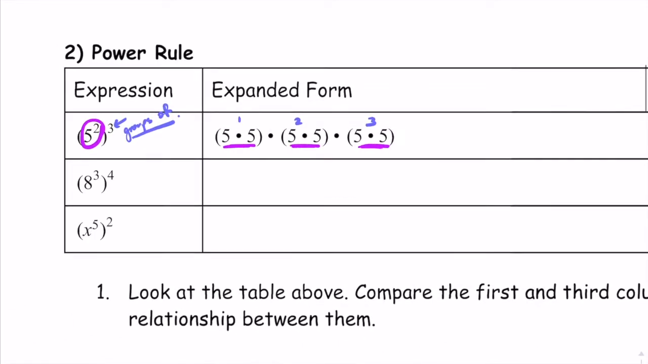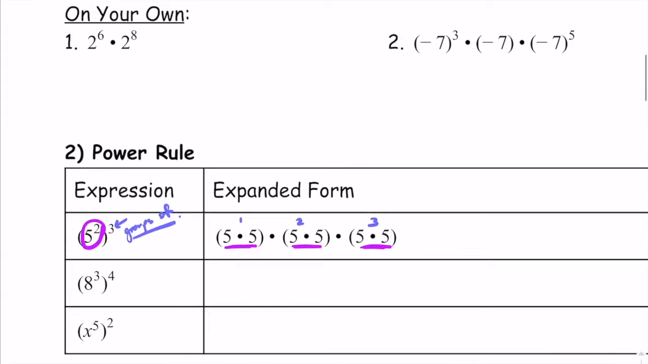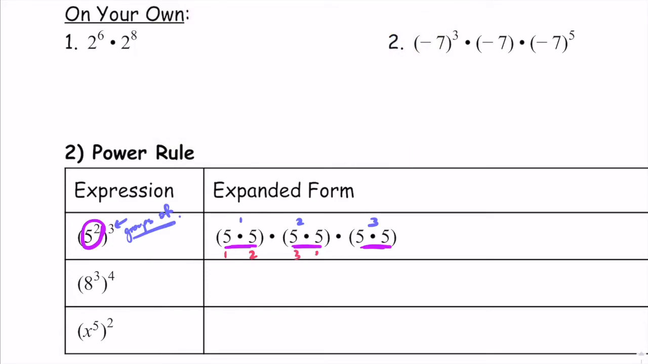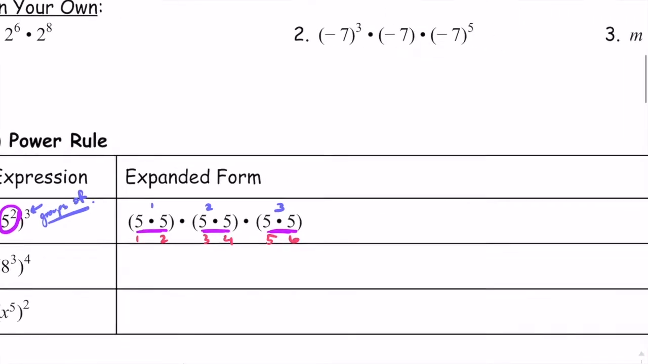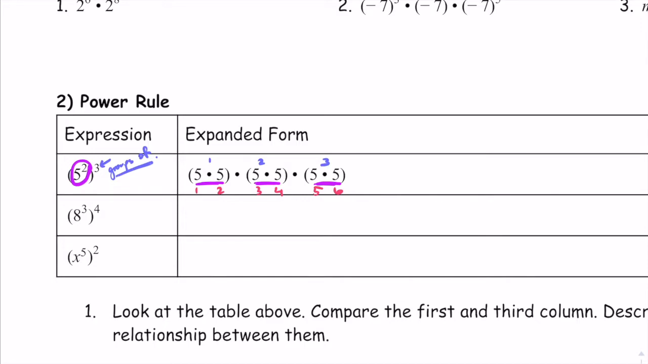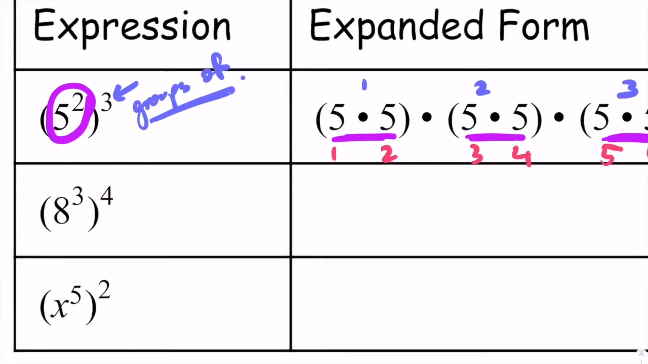Okay, so from here, if you were to write this in exponential form, how many 5s do I have? I have 1, 2, 3, 4, 5, 6. So this would be in exponential form 5 to the 6. Okay, think about the same patterns. Why don't you guys try to guess what this pattern is going to be? Take a look at your exponent. I have 2 and 3, and this one I got equals 5 to the 6.